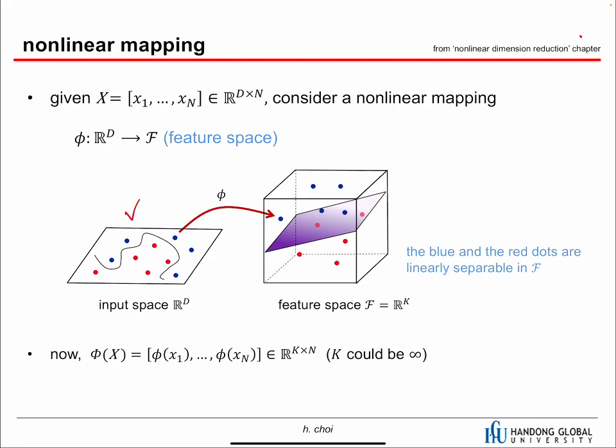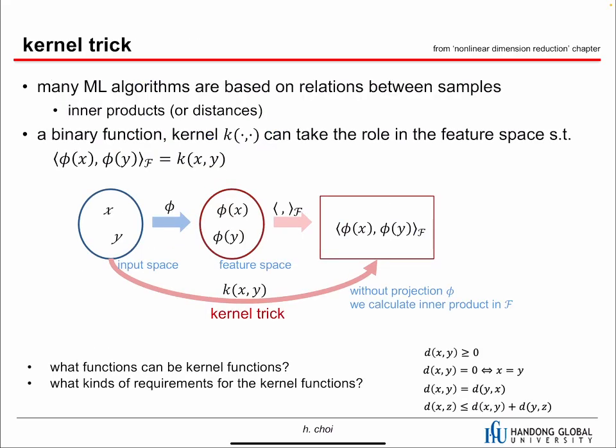Okay, so let's say this input space is really complicated. Then if we have a nonlinear function phi, we can transform all the data samples into a simpler space. It could be high dimensional, it could even be infinite dimensional. But anyway, if there is a nonlinear function, then we can have a simple space, the feature space.